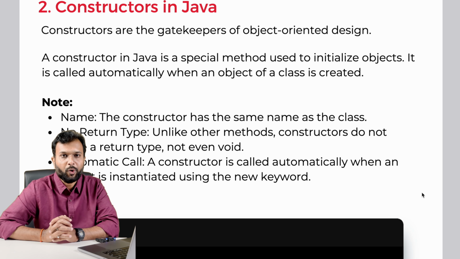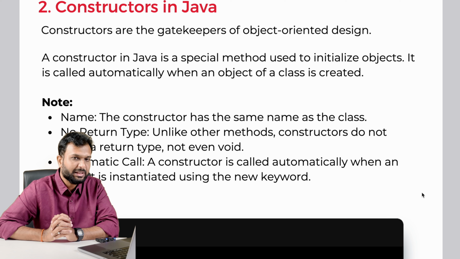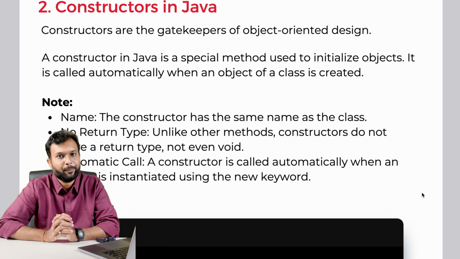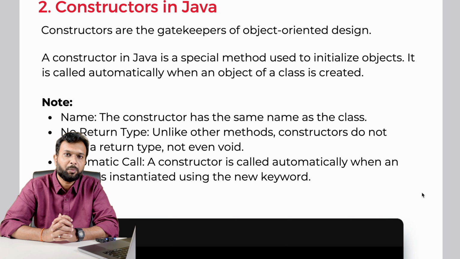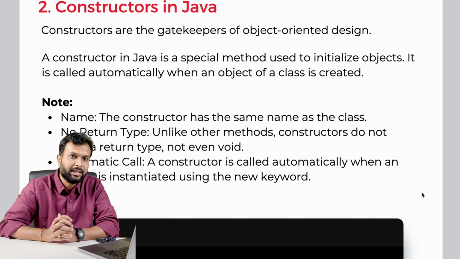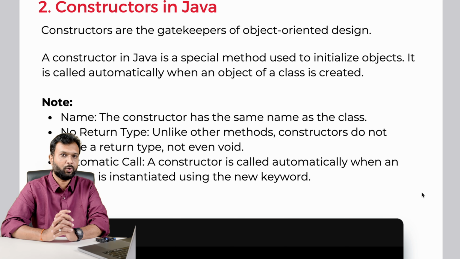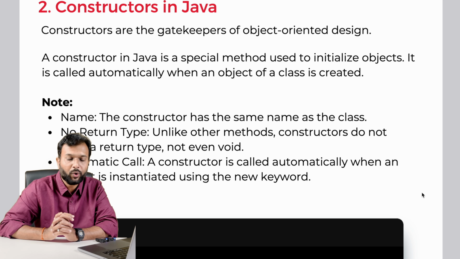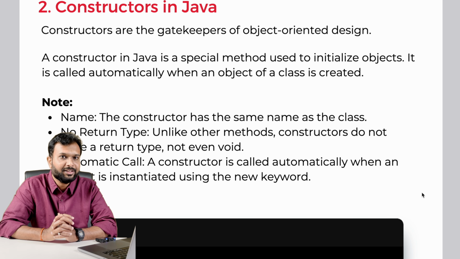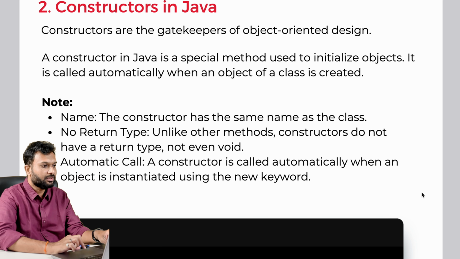So let's move to the computer screen. What is a constructor? Basically, a constructor is the gatekeeper of an object oriented program. Whenever we have to create an object of any class, by that time the constructor comes into the picture. Whether we define a constructor at the class level or not, this guy is always there. A constructor in Java is a special method used to initialize an object. It is called automatically when an object of the class is created.